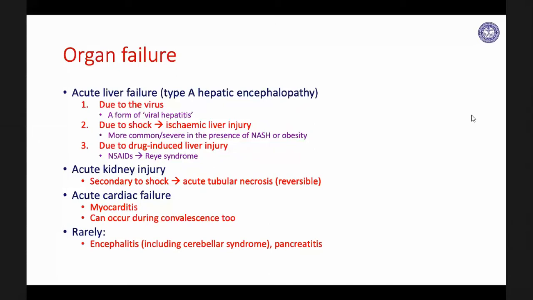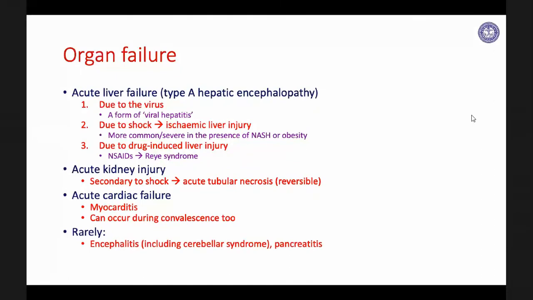The liver depends on both to maintain its oxygen supply. In NASH and obesity, in fatty liver conditions, the blood supply is already compromised due to the fatty nature of the liver. And in that situation, if there's a shock, especially, as you know, one thing that happens during shock is severe splanchnic vasoconstriction, in order to maintain the arterial blood volume and pumping of blood to the heart and the brain.